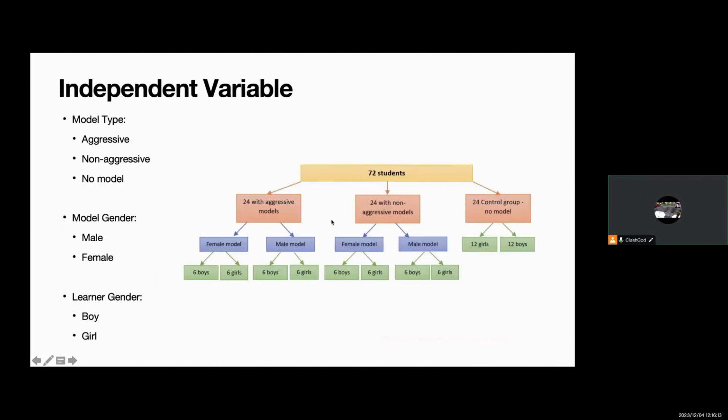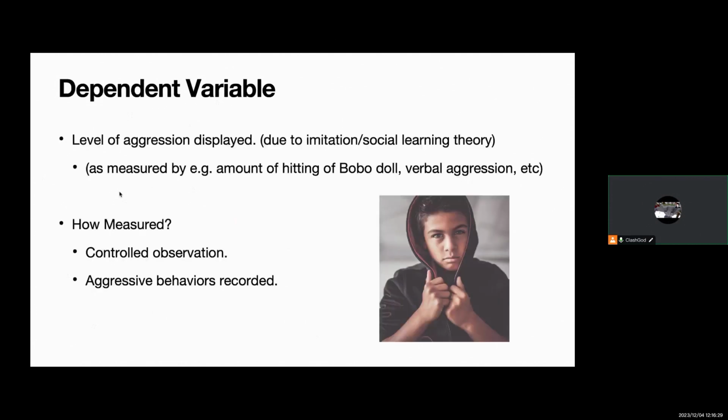Okay, so that's the independent variable. So model type, the model gender, and the learner gender are all IVs. And in the exam, just write each one of them in detail. It's not going to use a lot of words. For example, the first IV is model type, which includes aggressive, non-aggressive, no model conditions, and so on. Okay.